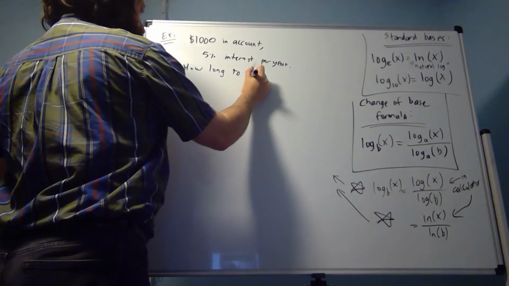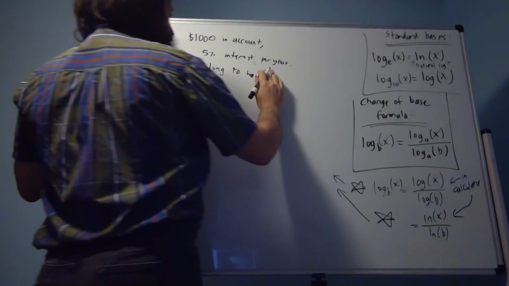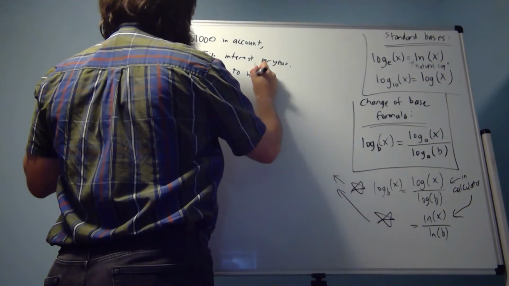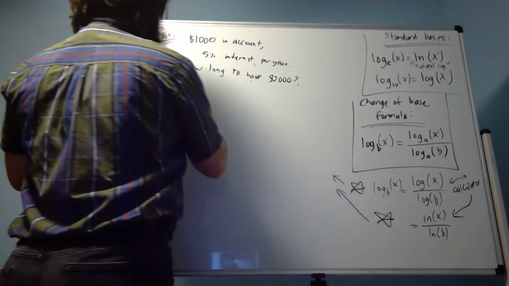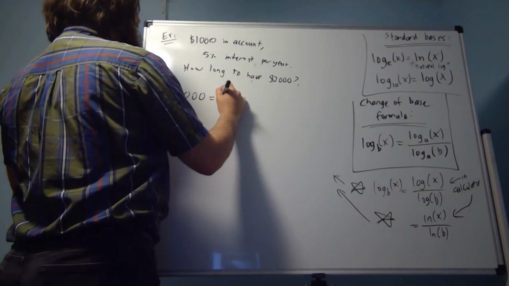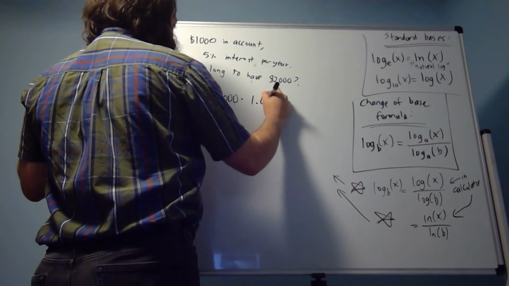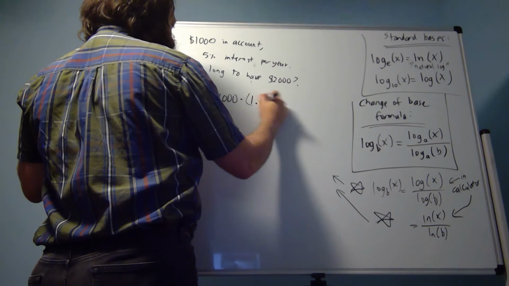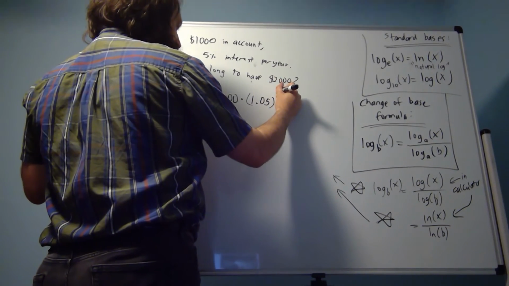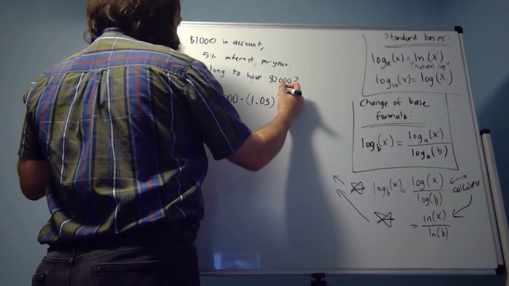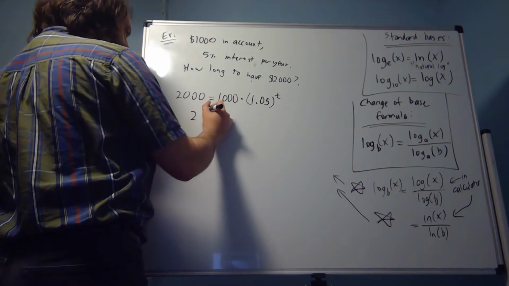So if you have $1,000, 5% growth rate per year, how long until you have twice as much? So that would be 2,000 would be what you started with times, you multiply by, you get an extra 5%. Each year you multiply by 1.05, and that many years, so you divide both sides by 1,000.